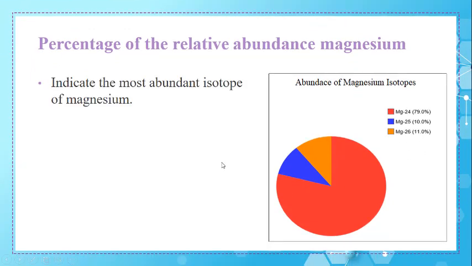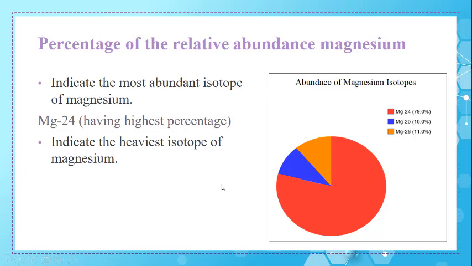Now indicate the most abundant isotope of magnesium. The most abundant isotope is the isotope that has the highest percentage, which is Mg24. Indicate the heaviest isotope of magnesium. The heaviest isotope is the isotope that has the higher mass number, which is Mg26.